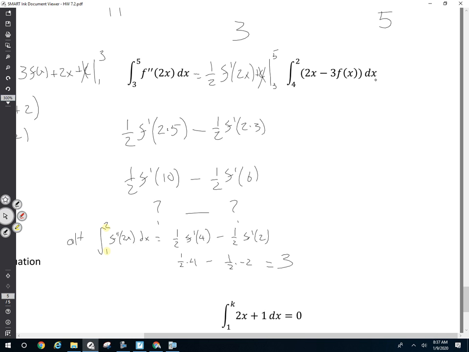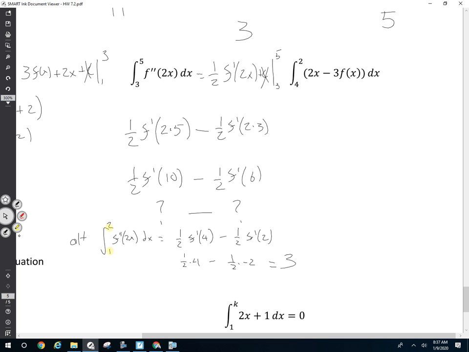Okay, this one, just be careful. Take the antiderivative of 2x, it's x squared. Take the antiderivative of 3f, it would be 3 big F. Plus c won't matter from 4 to 2. That means I need to evaluate my final position first, plugging in the 2. I got 2 squared minus 3 big F of 2. And then I'm subtracting 4 squared minus 3 big F of 4.